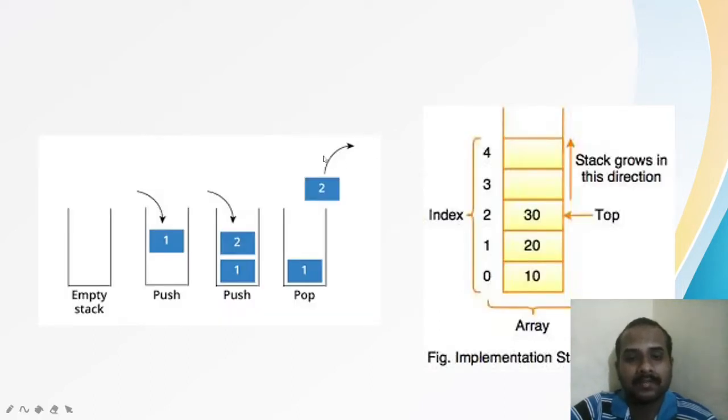So here I have taken an empty stack. If you see here, the downside or the bottom is closed, while the top side is open. So you can say that the elements are inserted from only one side, that is from the top side. And how are the elements deleted? Elements are deleted from the same side.